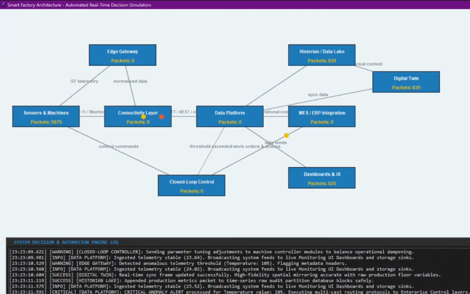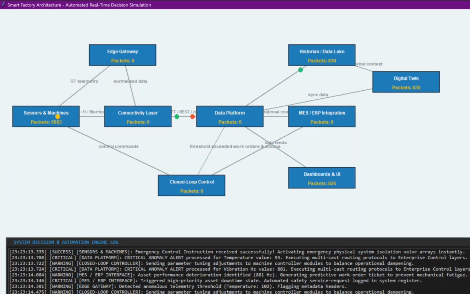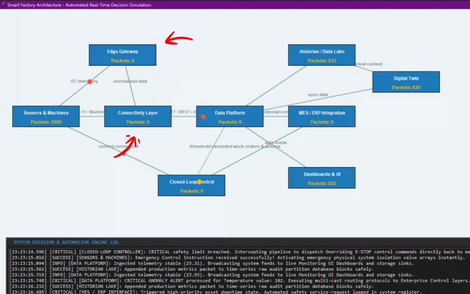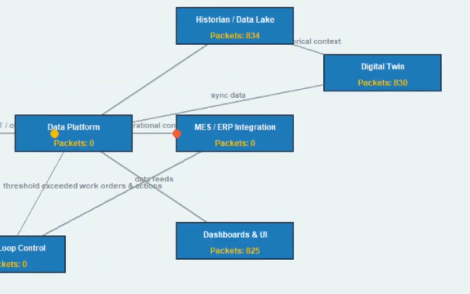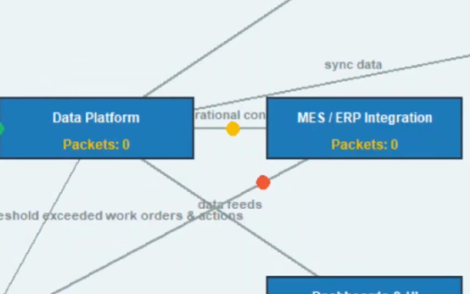The packet then follows the normal communication path through the edge gateway and connectivity layer before reaching the data platform. Once analyzed, the data platform determines that maintenance attention is required. The information is forwarded to the MES or ERP integration system where a maintenance work order can be generated automatically.